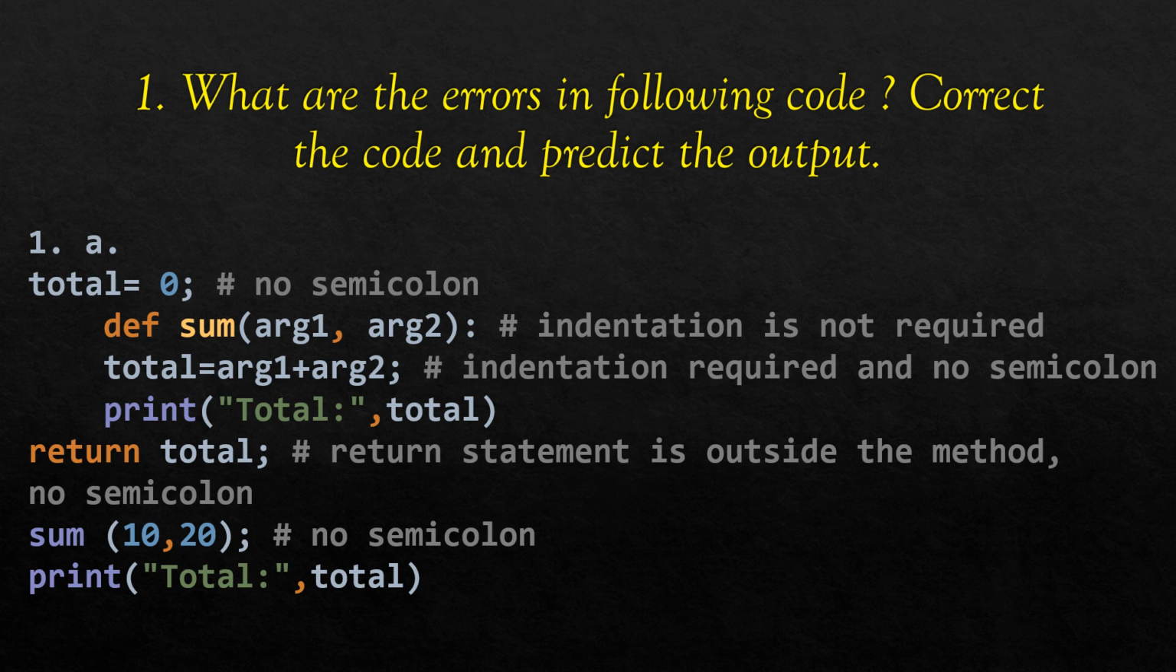Now, we'll go to next line, return total. Here, the return statement is outside the method sum, so it will not be reached by the method. So that's another error. Along with that, one semicolon is also given, which is also not required. Now, when the function is called, sum 10 and 20, that's fine, but there should not be any semicolon over there. And finally, the print statement. So these are all the errors in this code.